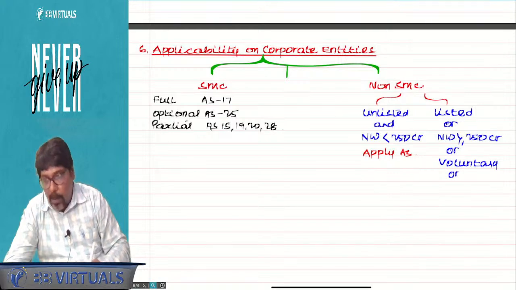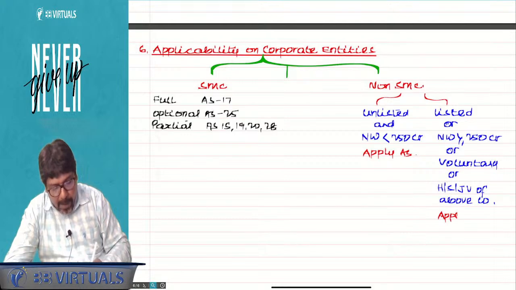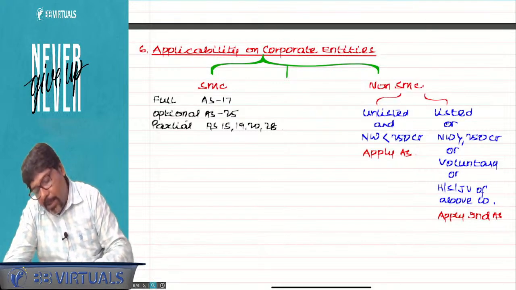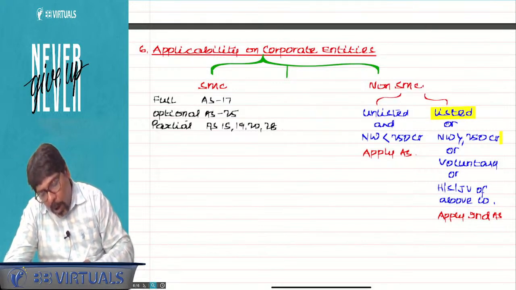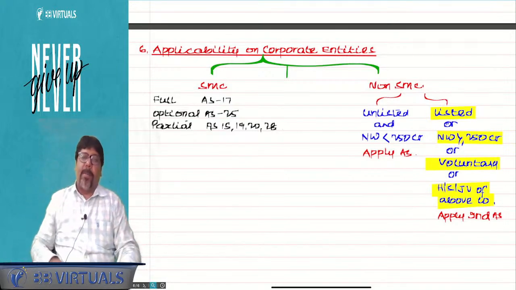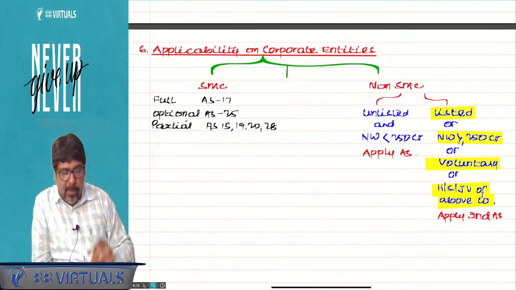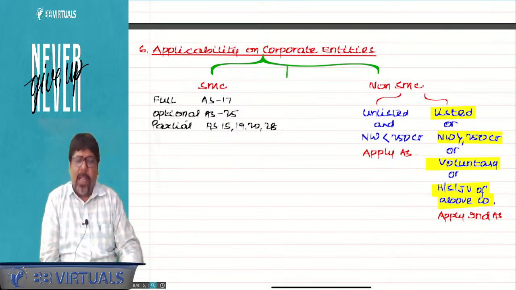Or holding subsidiary joint venture of the above company, apply Ind AS. So if you are a listed company, or net worth greater, or voluntarily, or holding subsidiary of any of the above, then you are supposed to apply. So you can apply Ind AS voluntarily also. If you are an SMC and if you want to apply Ind AS, it is allowed. Am I clear?